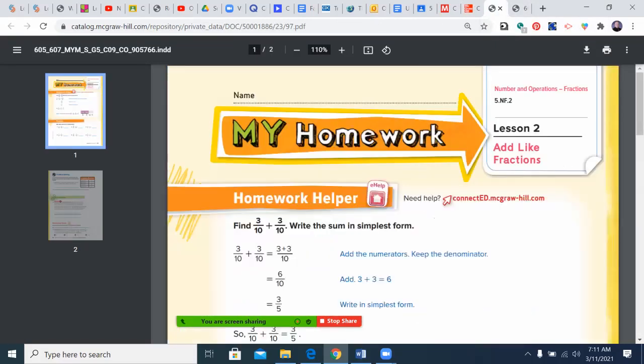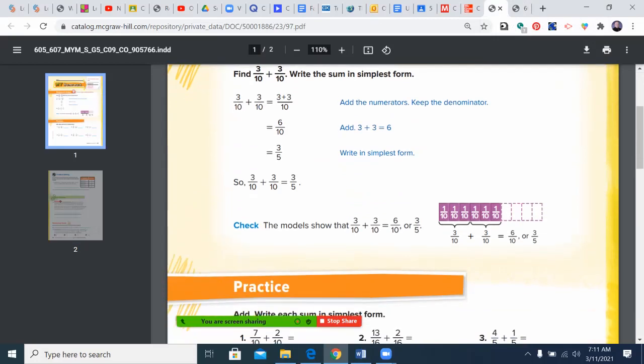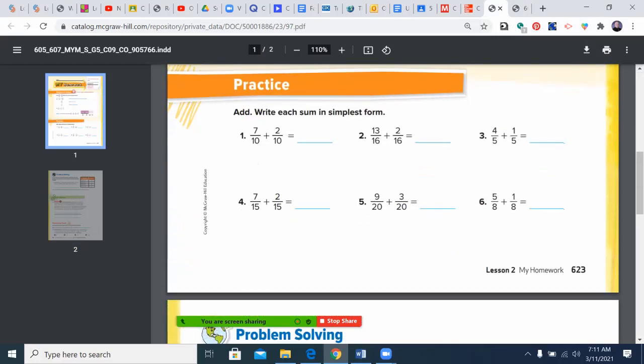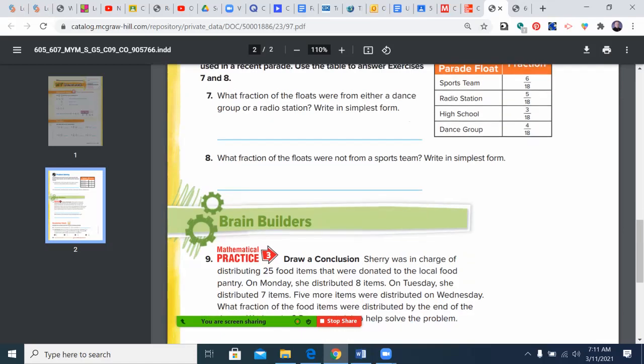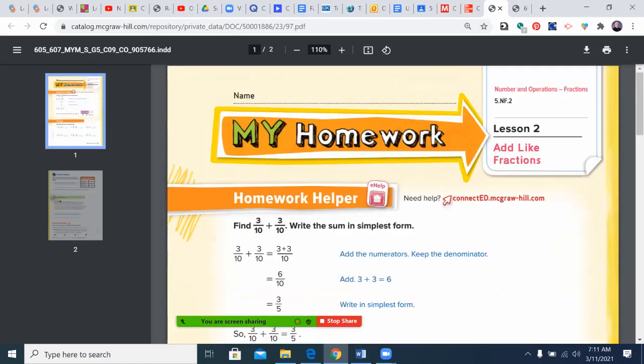At this point, go ahead to your assignment. Remember to look at your homework helper if necessary. Remember to write in simplest form. Take your time. If you have any questions, please reach out to me via email, and I'd be happy to help you.